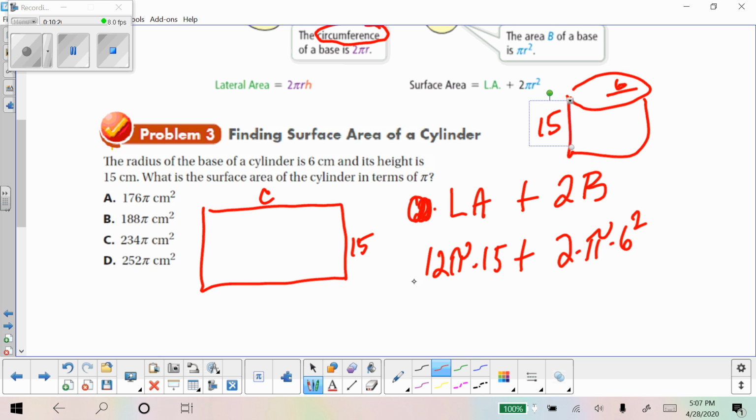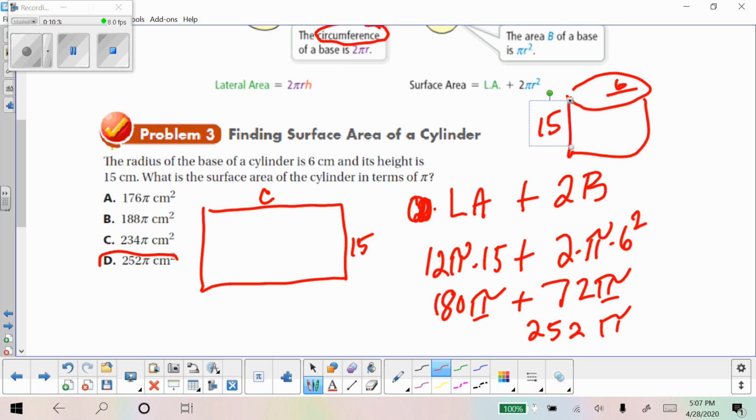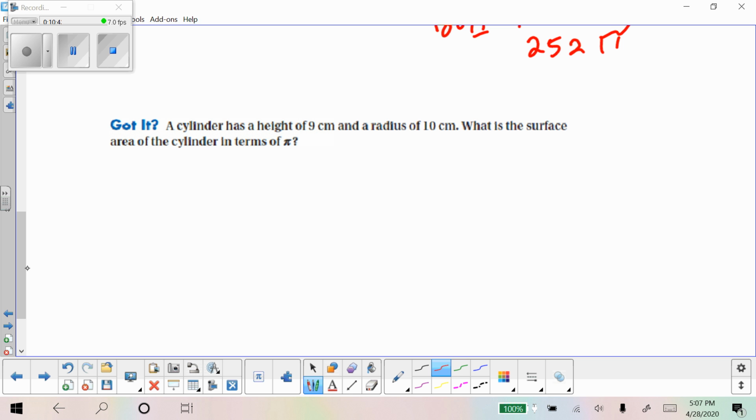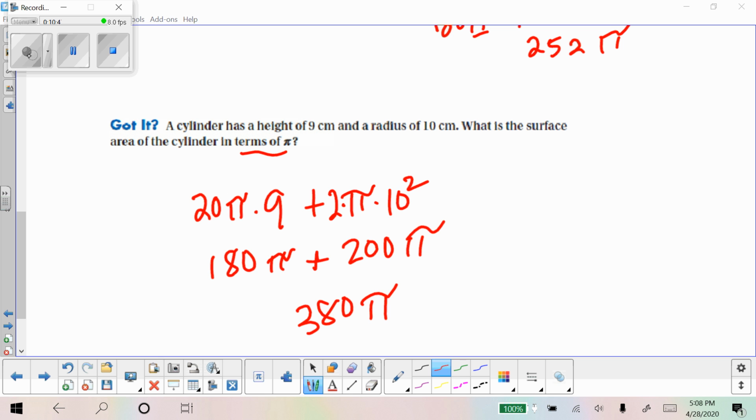Then we're going to simplify that as much as possible. And that gives us 180 pi plus 72 pi. Since they both have pi, they're like terms, we can combine them. That's 252 pi for the total surface area, which is D. All right, see if you got that. See if you can give the surface area in terms of pi here. And there's what your work should look like.